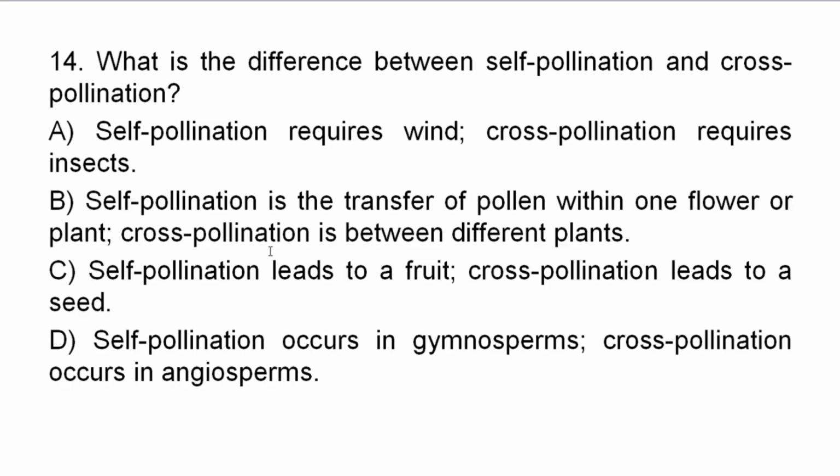Good. B. Self-pollination is the transfer of pollen within one flower or plant. Cross-pollination is between different plants. C. Self-pollination leads to a fruit. Cross-pollination leads to a seed. D. Self-pollination occurs in gymnosperms. Cross-pollination occurs in angiosperms. So which one is the correct answer? What is the difference between self-pollination and cross-pollination from the given alternatives?